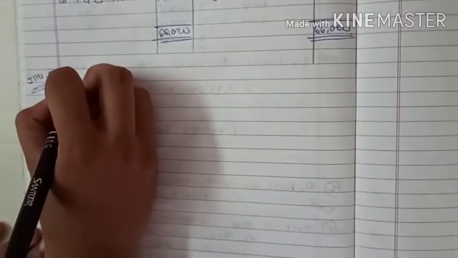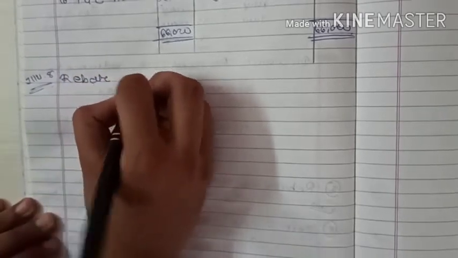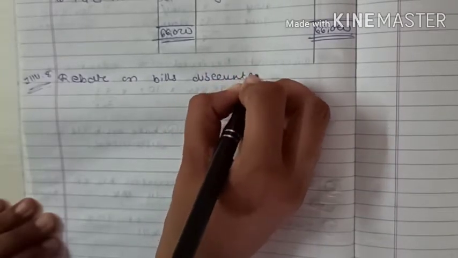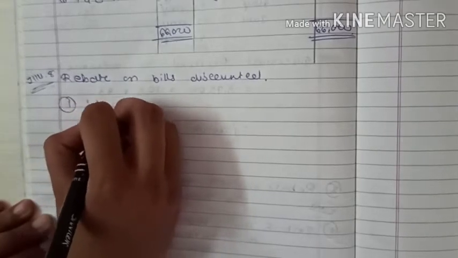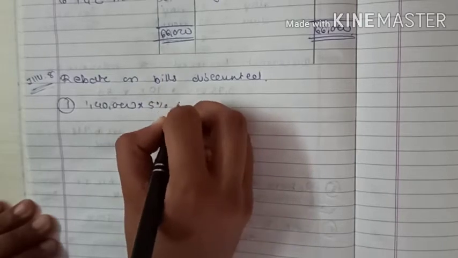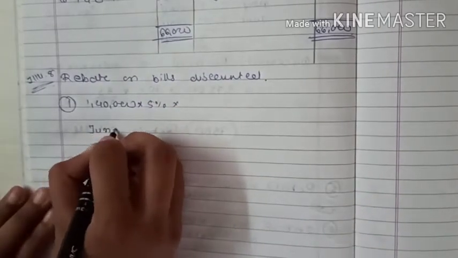So let's start with the basic calculation. First we have to find out the rebate on bills discounted. There are 4 kinds of bills. The first is an amount of rupees 1,40,000, rate of interest is 5% and maturity date is June 4.